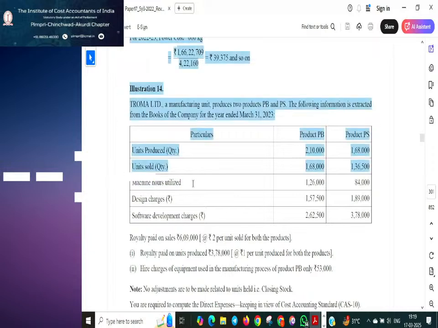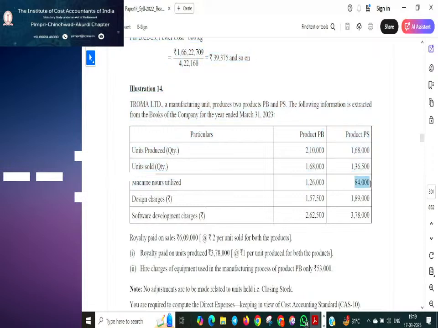Now coming to machine hours utilized. Machine hours utilized is 1,26,000 and 84,000, but I don't have any information regarding it, so I am just closing it. Instead they have given hire charges of equipment used in the manufacturing. We don't know whether it is a machine or something else. It is used in the manufacturing process of product PB only. So under PB I'll show 53,000.